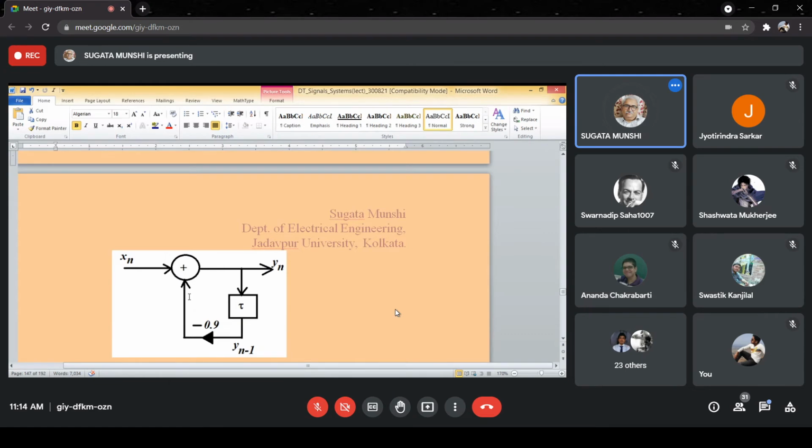Isn't it? The output has not doubled. So that is the rounding off. Rounding off is a nonlinear operation. So such a nonlinear operation takes place in this feedback path.